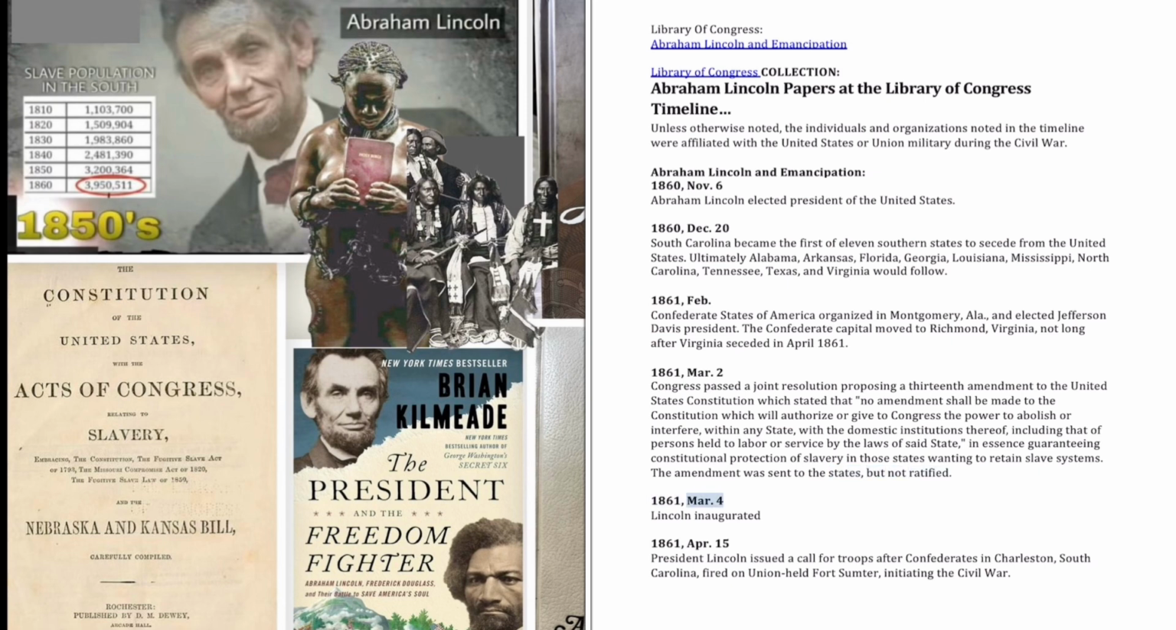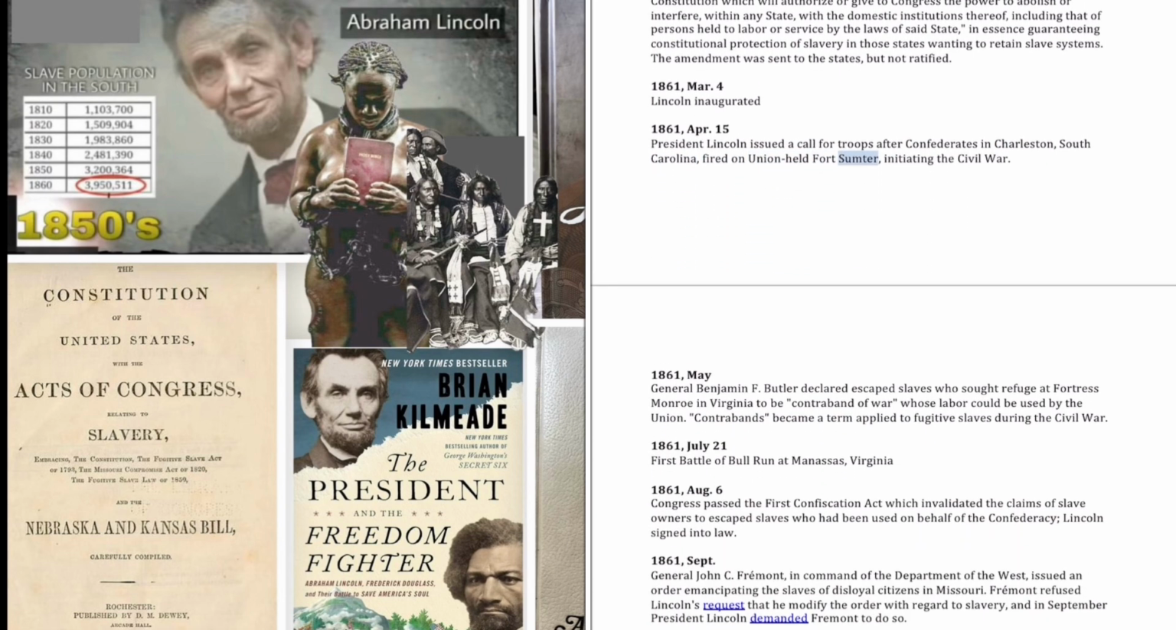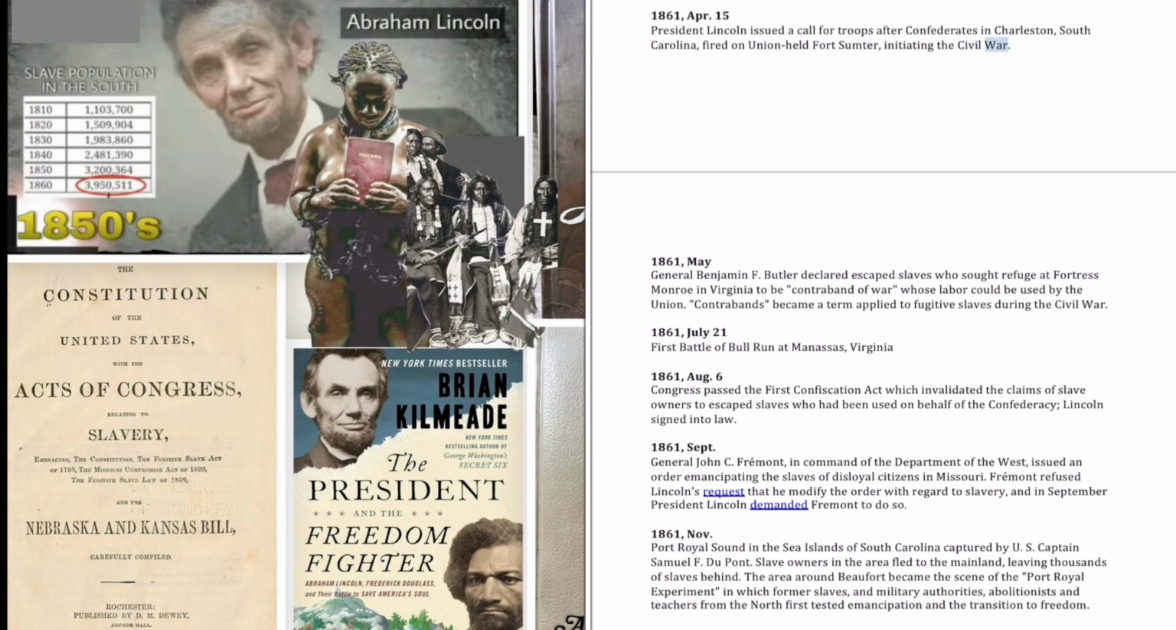1861, March 4. Lincoln inaugurated. 1861, April 15. President Lincoln issued a call for troops after Confederates in Charleston, South Carolina, fired on Union-held Fort Sumter, initiating the Civil War.